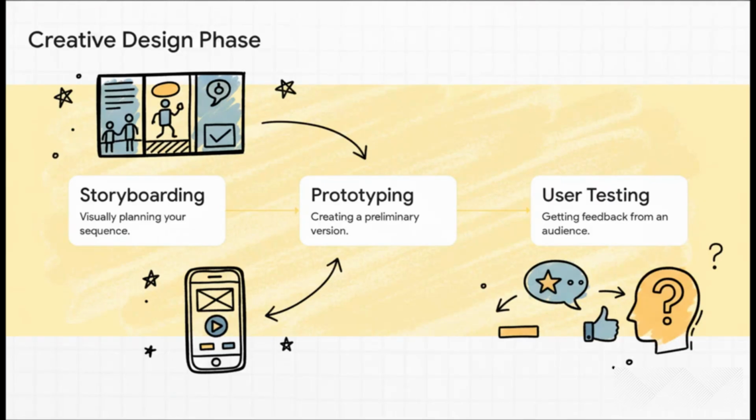The professional design process usually follows a pretty clear path. It all starts with a storyboard, which is basically a visual plan, kind of like a comic book of your project. From there, you build a rough first version, a prototype, and then, crucially, you get that prototype in front of real people to get their feedback before you finalize everything.